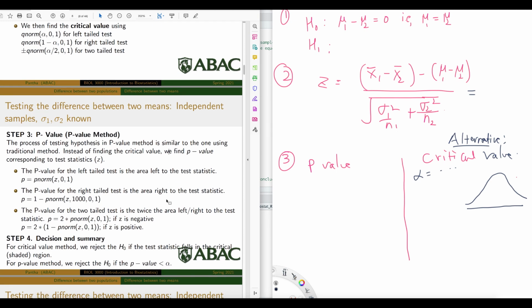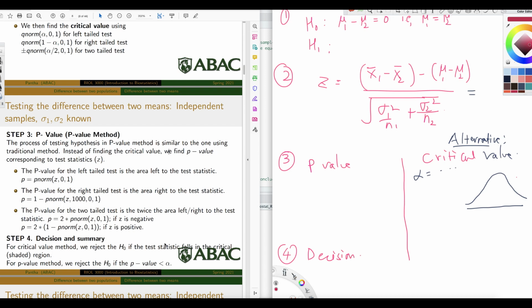And this is another summary, exactly the same: if the p-value is less than alpha, you reject the null hypothesis. If the p-value is greater than alpha, you do not reject the null hypothesis. So number 4 is basically the decision.